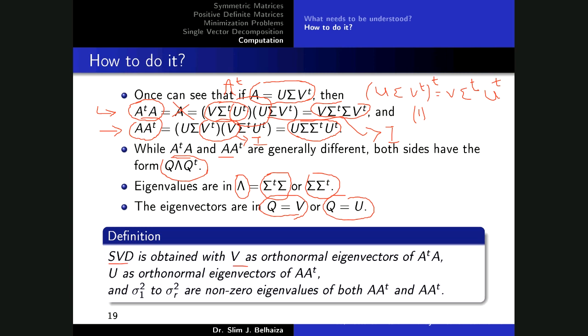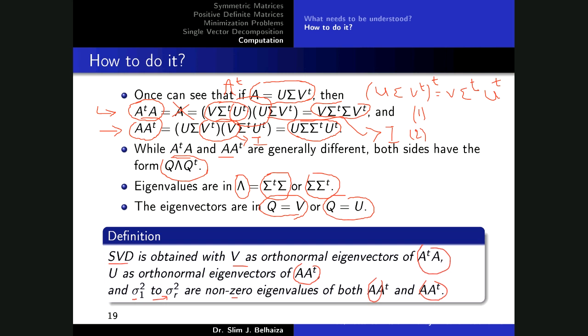Of A^T A. So let's do a separation. And the U's are the orthonormal eigenvectors of AA^T. Okay? So you use the first equation and the V's to determine the eigenvectors of A^T A, and you use the U's as the orthonormal eigenvectors of AA^T. The sigma 1 squared till sigma r squared are the nonzero eigenvalues of both matrices A^T A and AA^T. And this is the way we'll be doing it. You get it, guys? Any question?